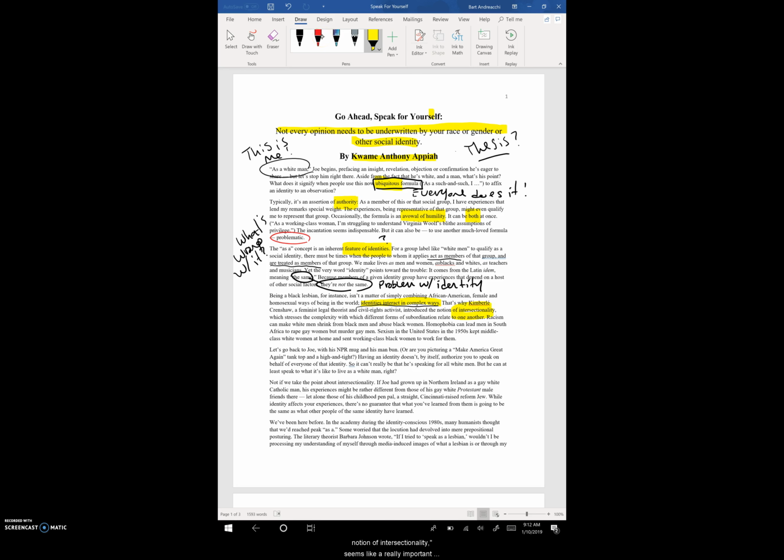Seems like a really important word. I'm going to highlight that one for sure, which stresses the complexity with which different forms of subordination relate to one another. I'm actually going to circle it in red because it's even more important. I want it to jump out to me.